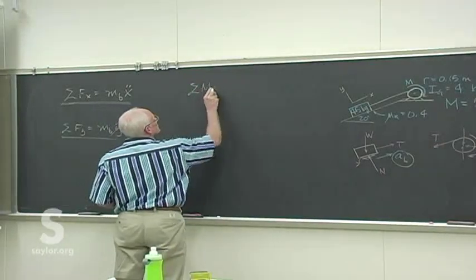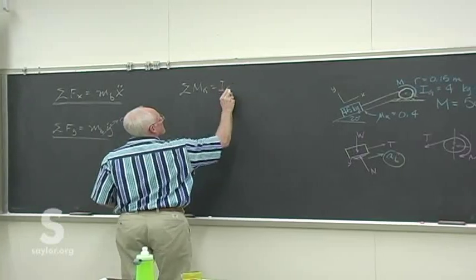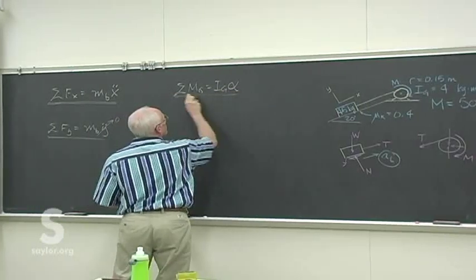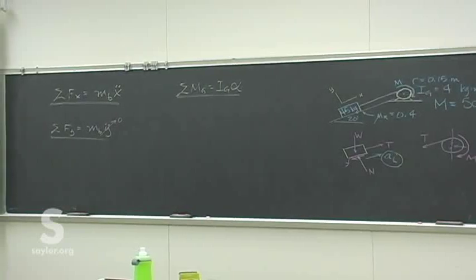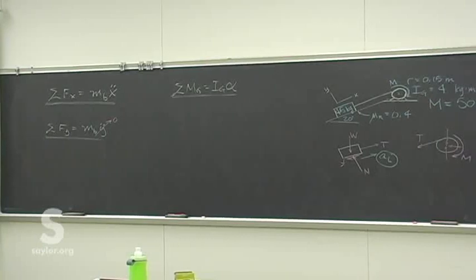Sum the moments about G for the pulley. That way we don't care what the weight of the pulley is. We don't care what the reaction forces are that are supporting the pulley on the motor. That will leave us with three unknowns.